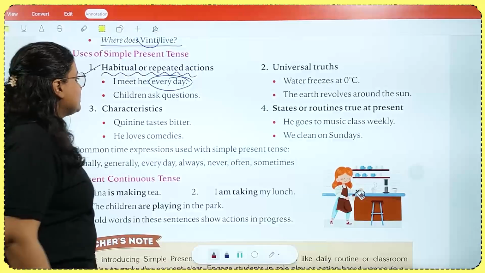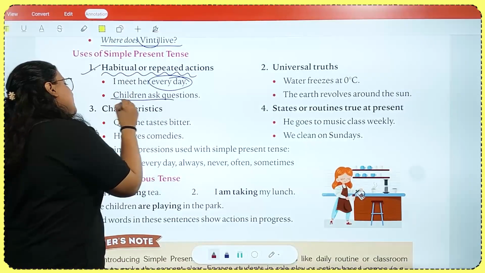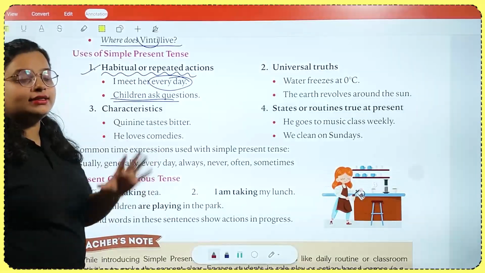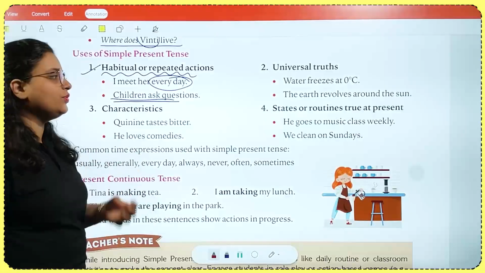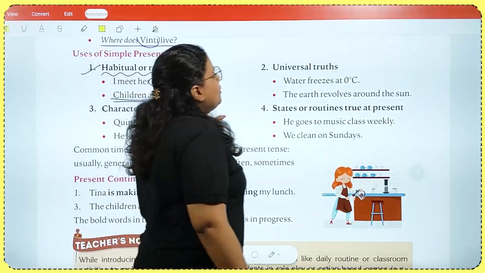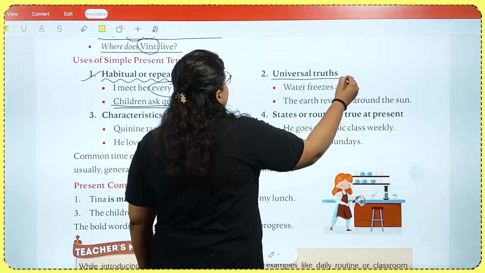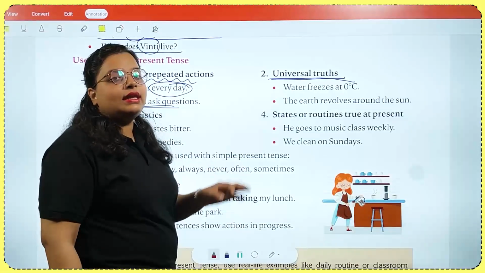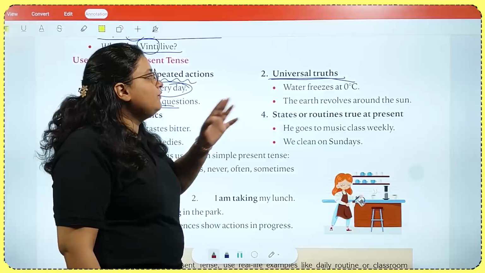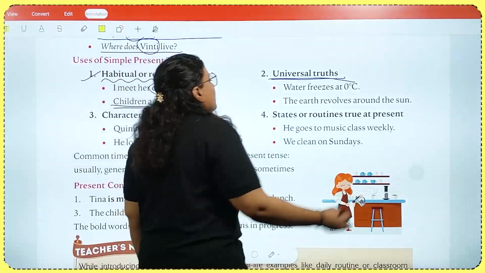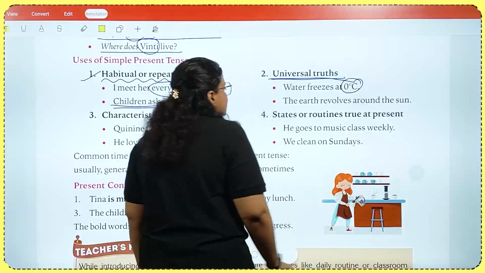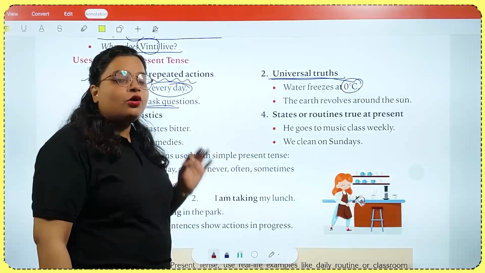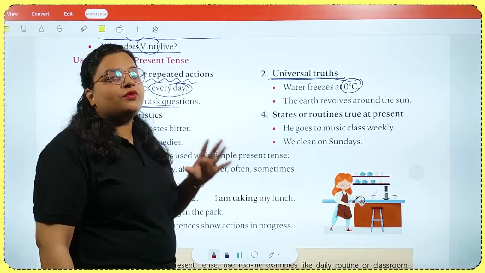Children ask questions. So children will keep on asking questions. It is true about every child. They will ask questions. Children are curious. Universal truth. If there is a universal truth, that will remain true if you are in any part of the world. Okay? Water freezes at 0 degrees Celsius. If you put water at 0 degrees Celsius, it will boil. Sorry, it will freeze. Even if it is present in this room or somewhere on our desk.